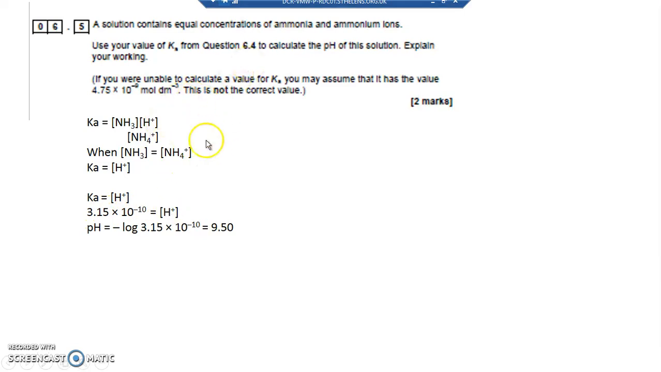And so now it wants me to work out the pH. pH is minus log to the base 10 of hydrogen ion concentration, minus log to the base 10 of 3.15 times 10 to the minus 10, is 9.5, which is correct because it says it's an alkaline or a basic solution. So that's going to be above 7. Ammonia is a weak alkali or a weak base, so that seems to be about right.